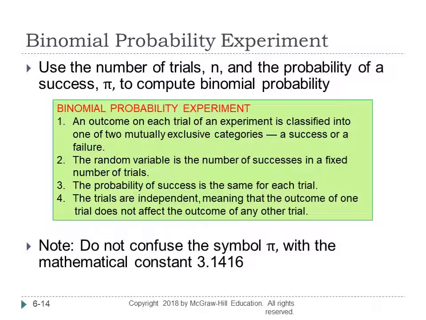As we will see, when you are using the binomial probability experiment, you need those 2 things. You need to know n, the number of trials, and you need to know pi, which is the probability of success. And when you are working with a problem that deals with the binomial, you need to recognize from the description of the experiment, you need to recognize it as a binomial probability experiment. You need to also recognize what n is and what the value for pi is. And we will do some examples.